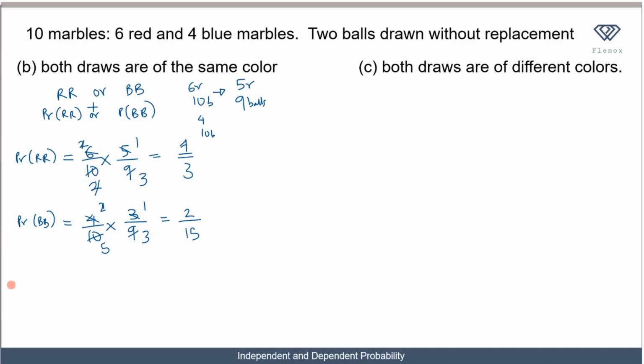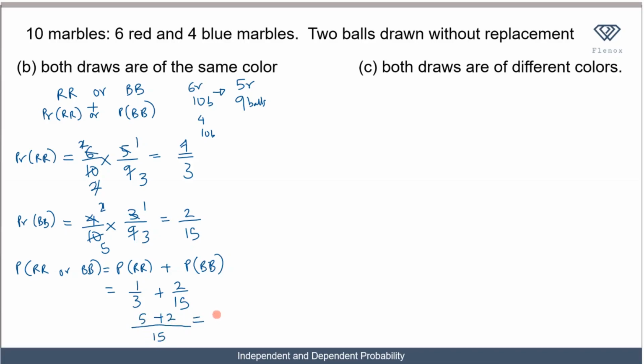Right? Yeah, so now the probability of having the balls of the same color, so the probability of having red red or blue blue, is the probability of having red red plus the probability of having blue blue. And what would that be? The probability of having red red is 1 over 3. And the probability of having blue blue is 2 over 15. If you find the LCM, that is 15, and this becomes 5 plus 2, and that gives me 7 over 15. So the probability of having two balls of the same color is 7 over 15.